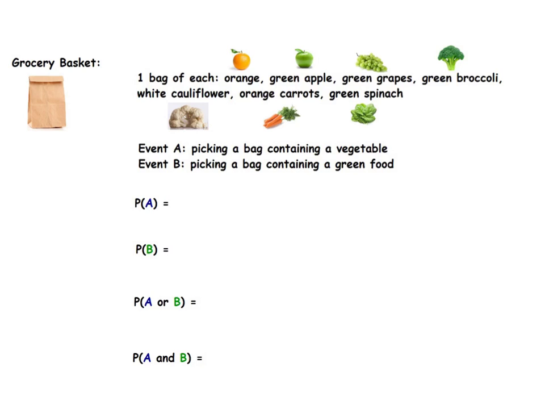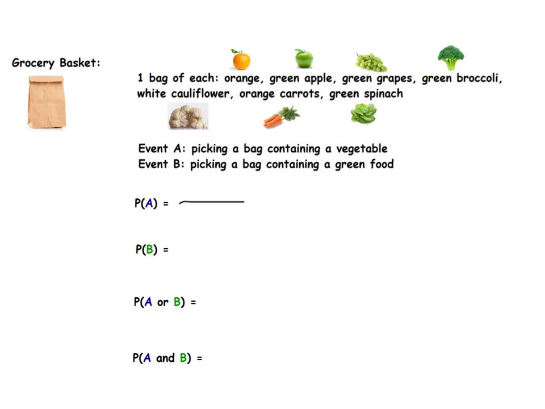So we want to start off by finding the probability of A. And I don't think I mentioned this before, but that's how we write the probability of A. We have the P, and then in parentheses it gives the actual event. So the probability of A is going to be picking a bag containing a vegetable.